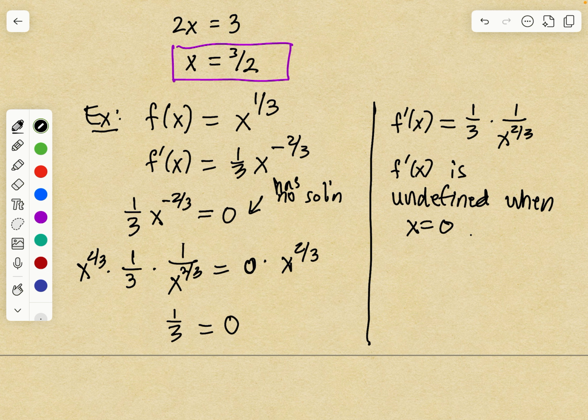So does that mean that x equals 0 is a critical point? There's one thing we need to check. What do we need to check? We need to check that x equals 0 is in the domain of the function. Because if it wasn't, then it would not be a critical point. Remember, a critical number has to be in the domain of your function. So is 0 in the domain of this function? What do you think? Yes, it is. Right? There's no issue with plugging in x equals 0. So this is in the domain of the function.